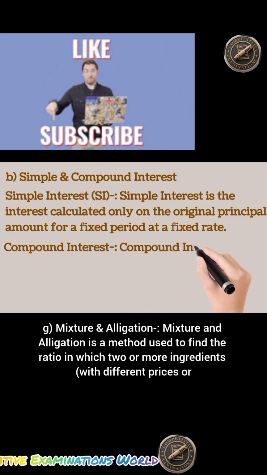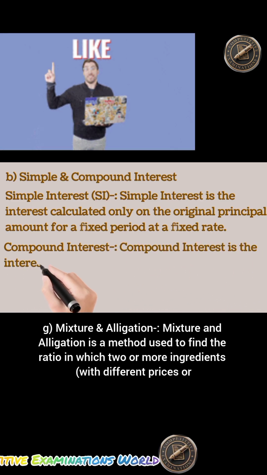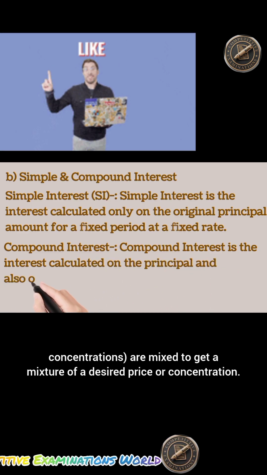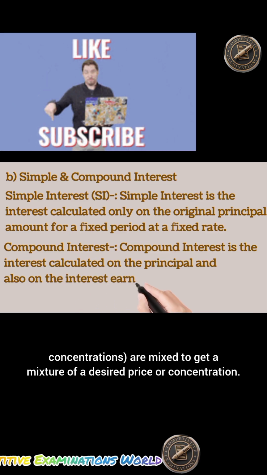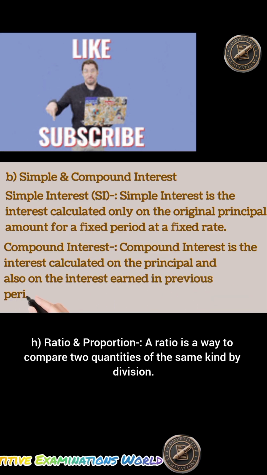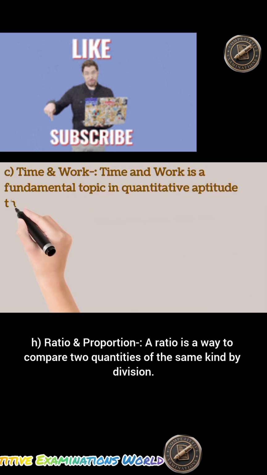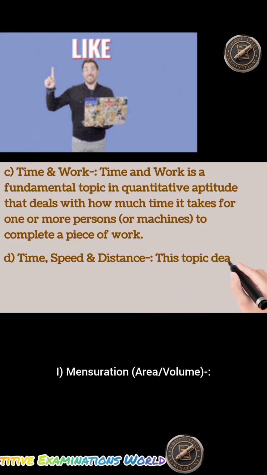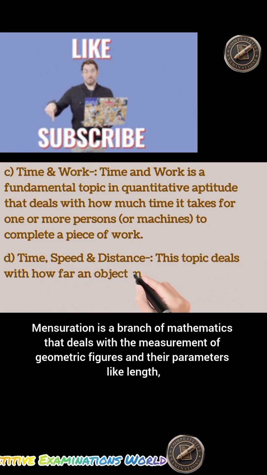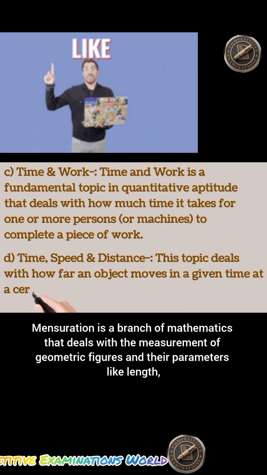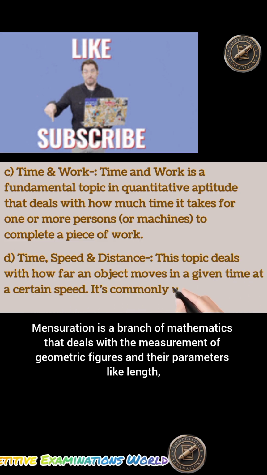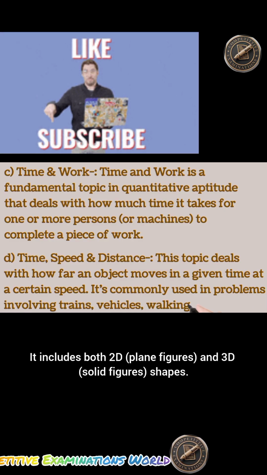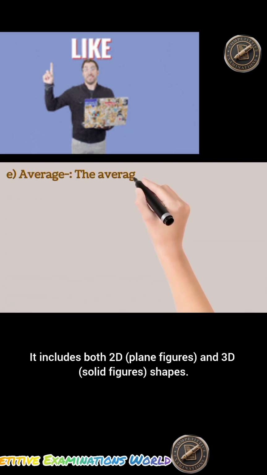Mixture and alligation. Mixture and alligation is a method used to find the ratio in which two or more ingredients with different prices or concentrations are mixed to get a mixture of a desired price or concentration. Ratio and proportion. A ratio is a way to compare two quantities of the same kind, but a proportion is an equation that shows two ratios are equal. Mensuration, area and volume. Mensuration is a branch of mathematics that deals with the measurement of geometric figures and their parameters like length, area, volume, surface area, etc. It includes both 2D plane figures and 3D solid figures.